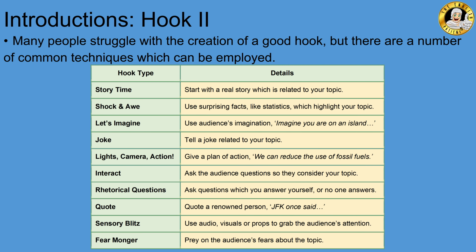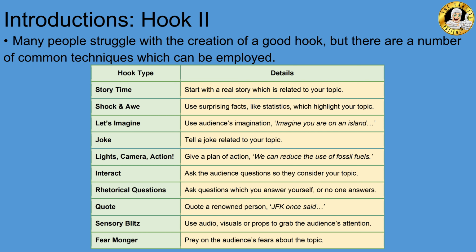Now, a lot of people struggle with the creation of a good hook. How do you actually get the audience's attention? Now, there are a number of common techniques which are used in order to get the audience's attention. And any of you who have watched TED Talks would recognize some of these actually being used in those talks. Let's take a look.